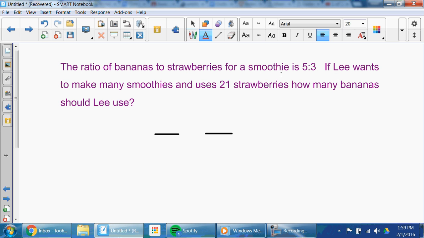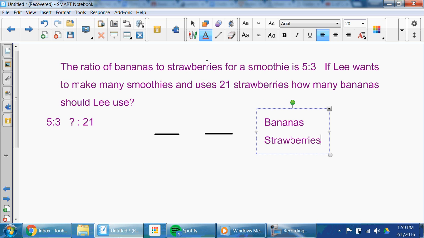So our initial statement says that bananas to strawberries is 5:3. And then we don't know how many bananas there are, so I'm going to put a question mark. That means question mark to 21. That's the strawberries. Okay? So what we're going to do is change them into fractions and make a ratio. So we want the top to be the bananas, and we want the bottom to be the strawberries.